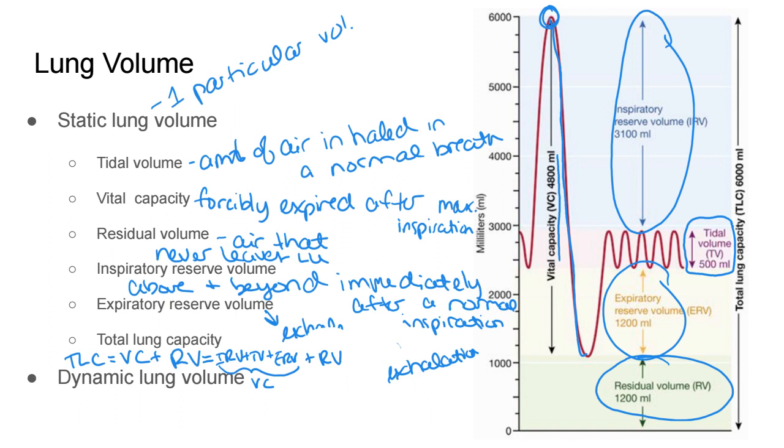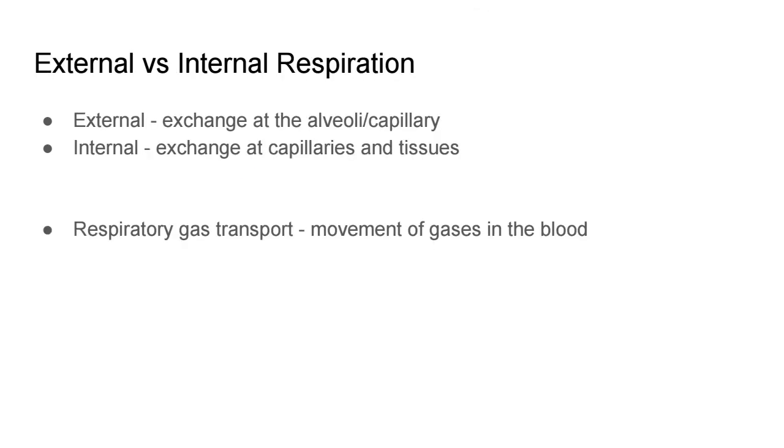And then dynamic lung volume is just going to be measurements over a certain period of time. So dynamic lung volumes are going to let me measure air flow because I'm going to be taking measurements over time, where my static lung volume is just one particular measurement, one particular inhalation or exhalation or something along those lines.